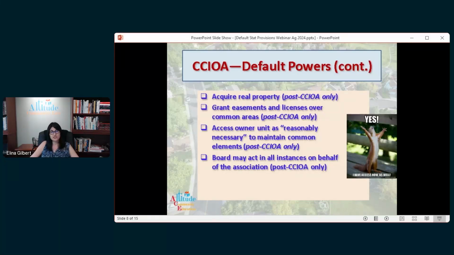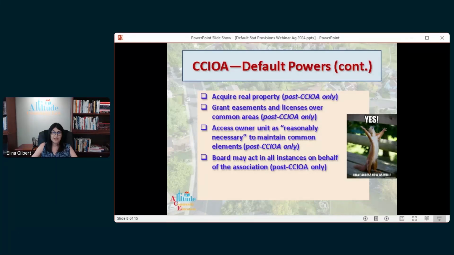So what can associations do that are post-CCIOA without specific authority in their governing documents? They can acquire real property, which means you can buy land. You can buy a unit within the community. You can buy land adjacent to the association, and the association can own it without it necessarily being a common element. It's just real estate that's owned by the association. Why would an association do that? I mean, you never know. There's different reasons. We may want to buy this land and build something on it.